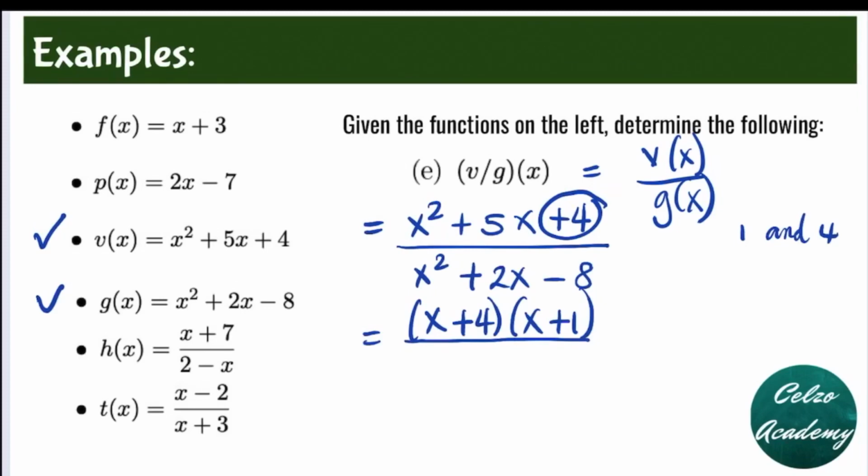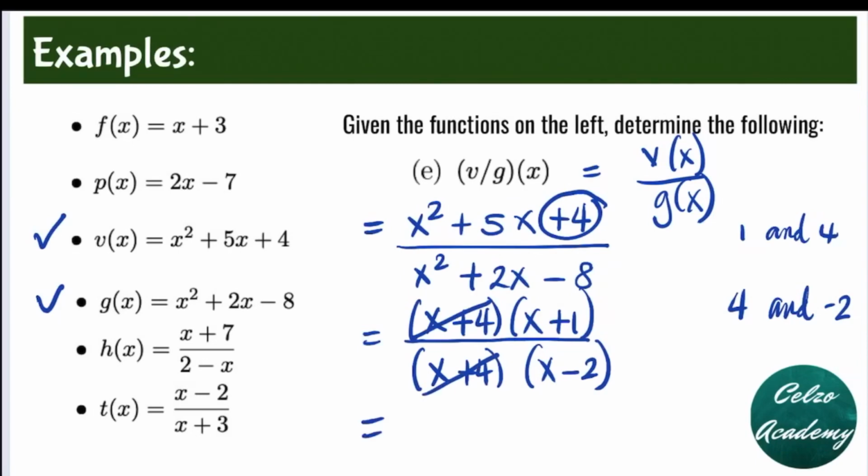Now let's factor the denominator x squared plus 2x minus 8. We need to find factors of negative 8 that will give us a sum of 2. And that is 4 and negative 2 because 4 times negative 2 is negative 8 and 4 plus negative 2 is 2. So the denominator will be x plus 4 multiplied by x minus 2. And x plus 4 divided by x plus 4 is 1. So the final answer is (x plus 1) over (x minus 2).